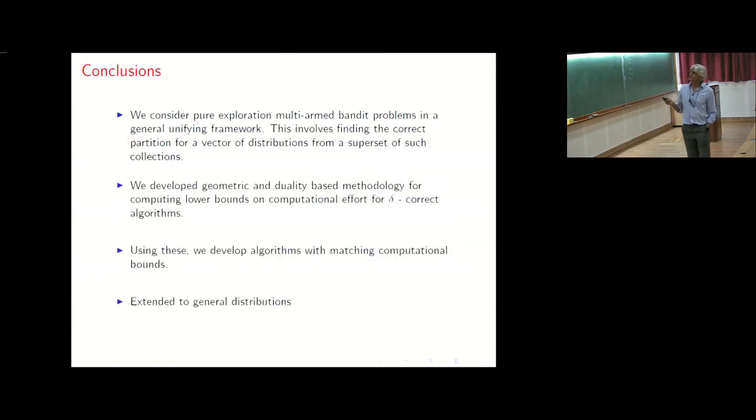So we consider pure exploration multi-arm bandit problems in a general unifying framework. This involves finding the correct partition for a vector of distributions from a superset of such collections. Right? That's how we started. We developed geometric and duality-based methodology for computing the lower bounds on computational effort for delta-correct algorithms. I showed this to you for some geometry, but it's kind of clear what one would do for more general sets. I think the recipe is here. Using these, we develop algorithms with matching computational bounds, matching as delta goes to 0. And we extend this to general distributions.